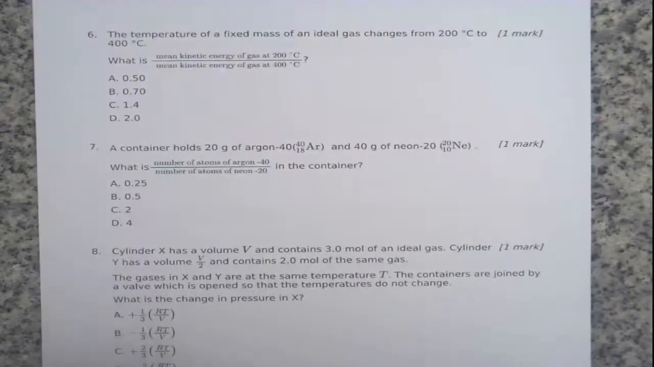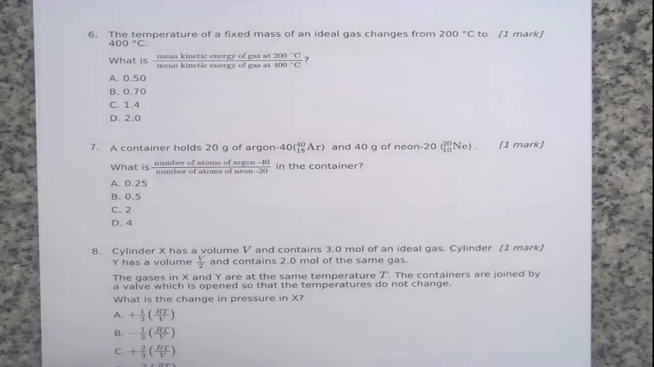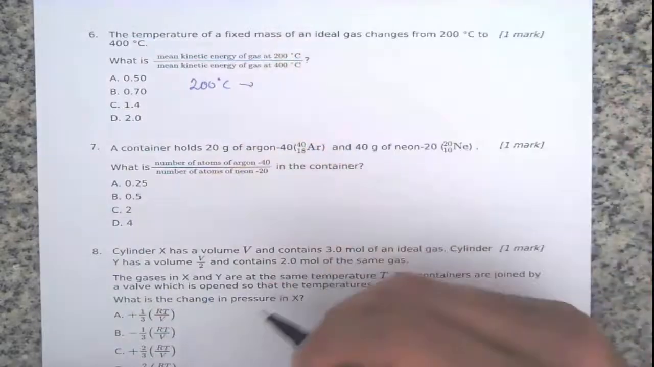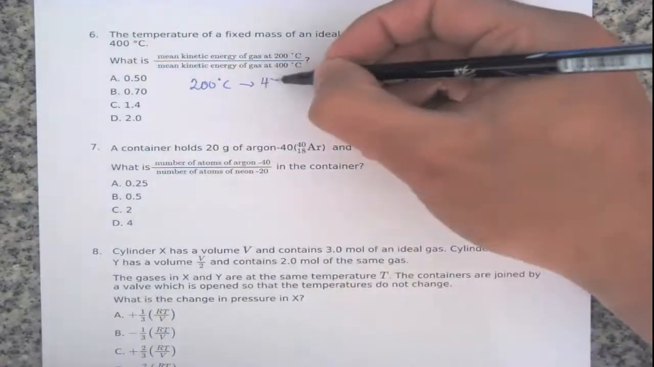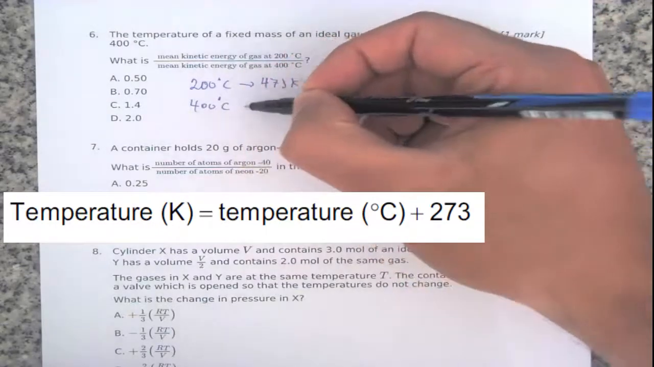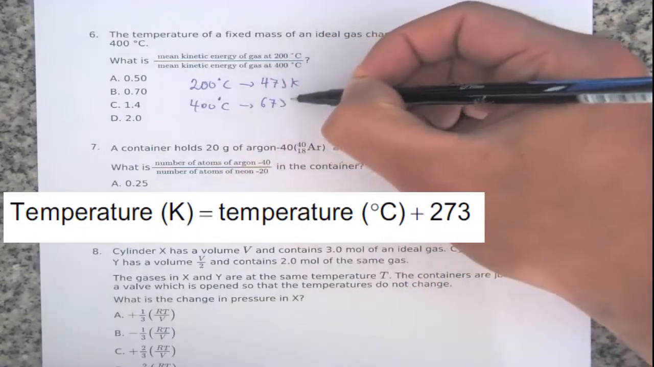Number 6 says that the temperature of a fixed mass of an ideal gas changes from 200 Celsius to 400 Celsius. What is the ratio between the kinetic energies of the gas? Now here, before you start applying the equations for the kinetic energy, you need to convert from Celsius to Kelvin. So 200 Celsius is 473 Kelvin. 400 Celsius is 673 Kelvin.